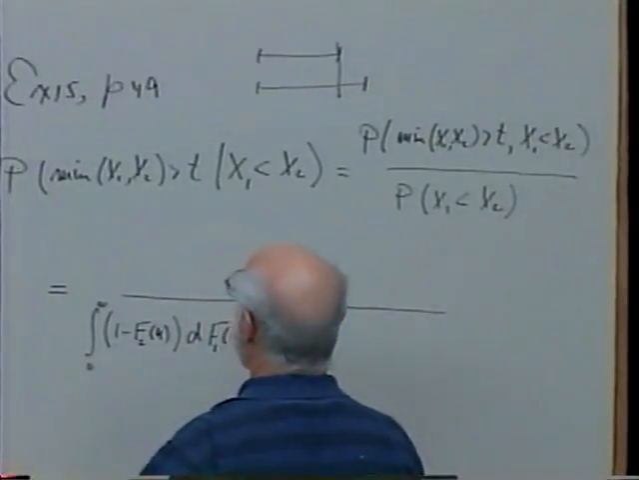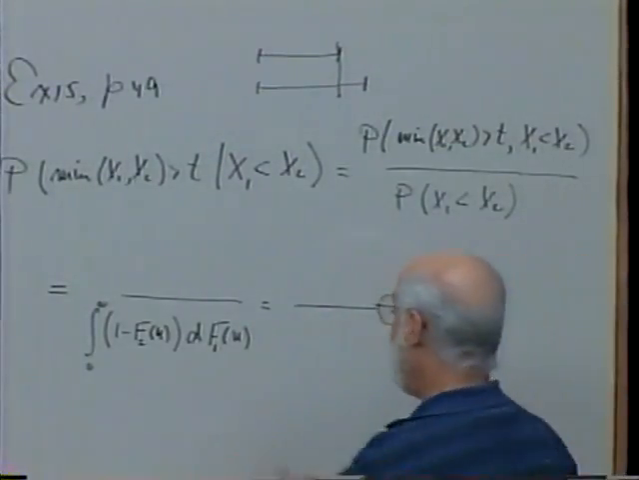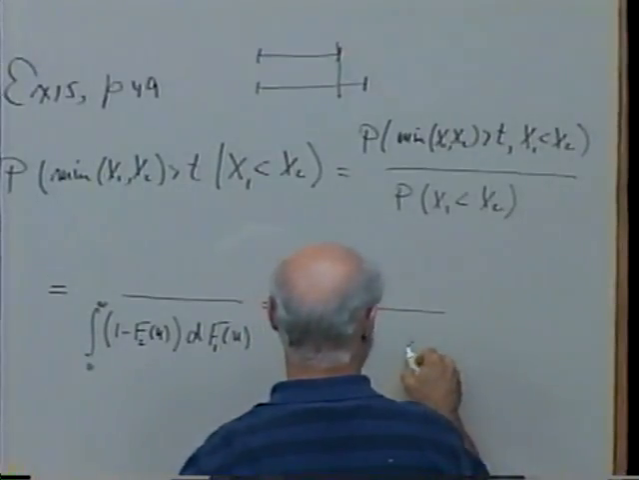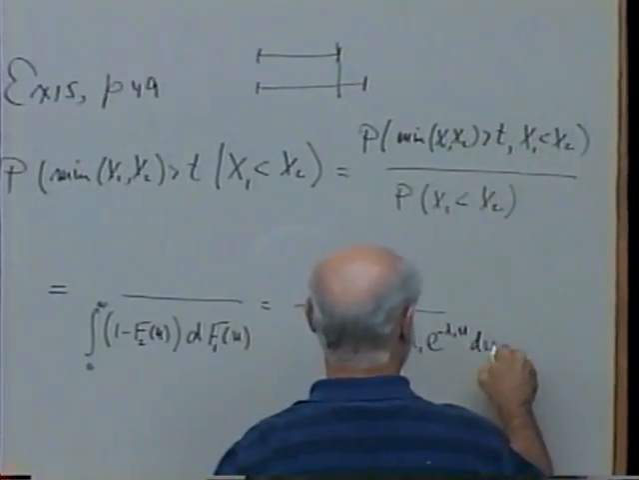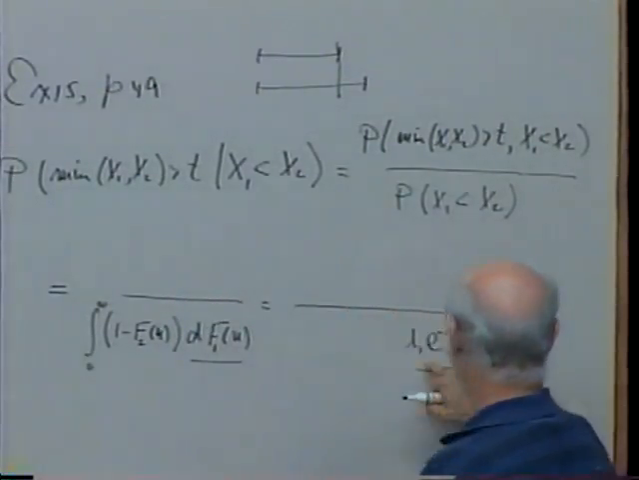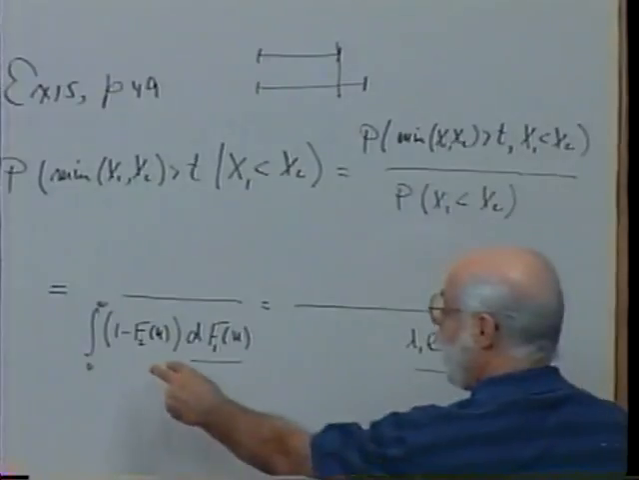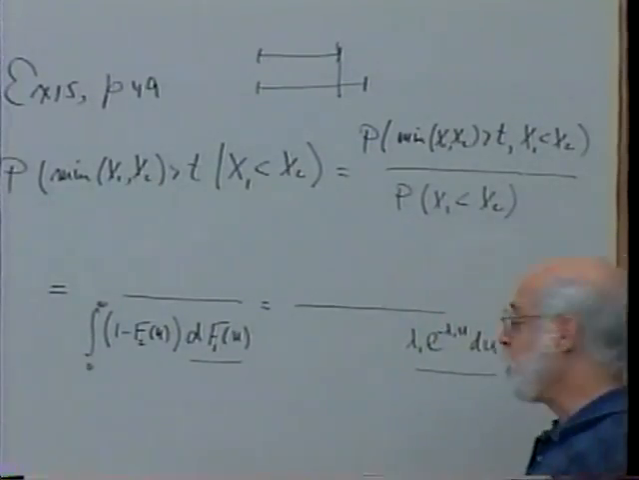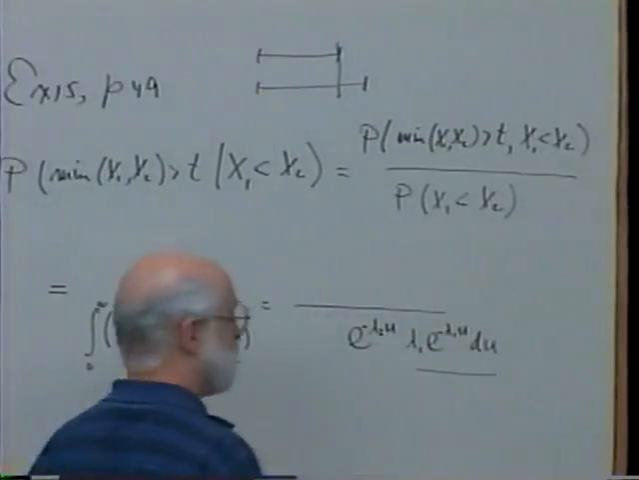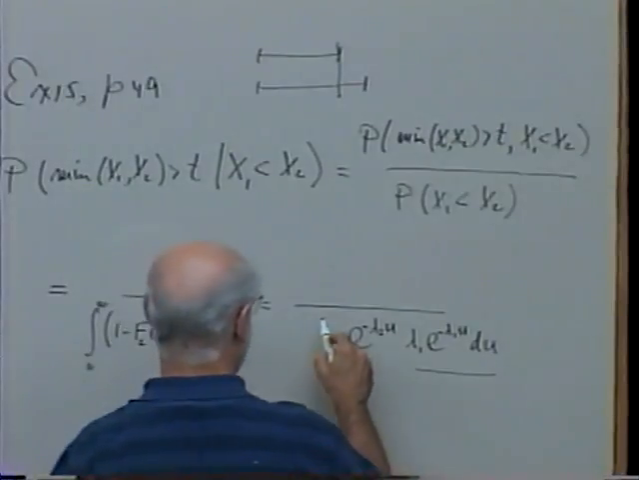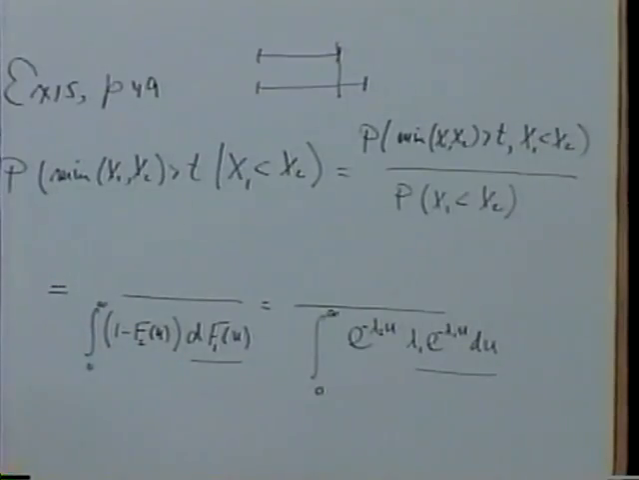So now I'm going to do it for the case in which the random variables x1 and x2 are assumed to be exponential. So that means that this piece here would be replaced by lambda 1 e to the minus lambda 1 u du. That's the density function for the exponential random variable times du. This is 1 minus the distribution function for the exponential random variable. So that would be e to the minus lambda 2 u. And then I would have to integrate this as u ranges from 0 to infinity. So now this is just a simple integration.